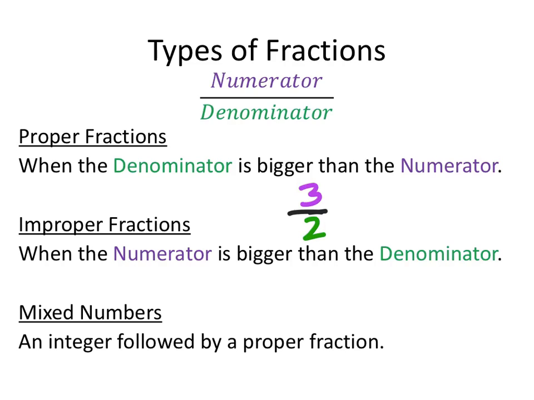Right? 3 over 2. This would be an example of an improper fraction. Now we also consider, we're going to look at mixed numbers at the same time with fractions. So a mixed number is where the integer is followed by a proper fraction. So of course something like, I don't know, 7 and whatever, 3/5. Something like this, okay?